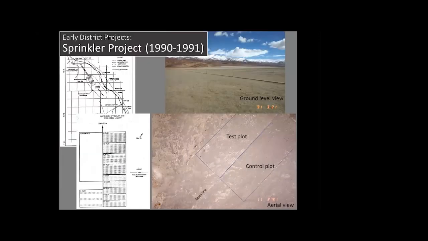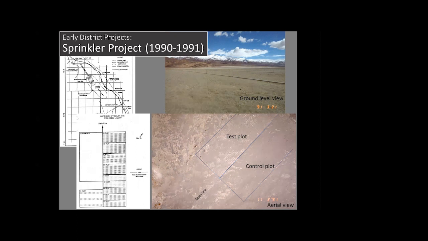One of the first projects that was done by the district outside of the task force was the sprinkler project. And this was done on the northern part of the lake at the north end of the north sand sheet. The water for the project was provided by a well that was drilled in 1990. There were two production wells that were drilled up near the river delta, called the river site provided wells. So there was a several mile long pipeline that brought water down to the north end of the north sand sheet. And it consisted of 150 acres of wetted area.